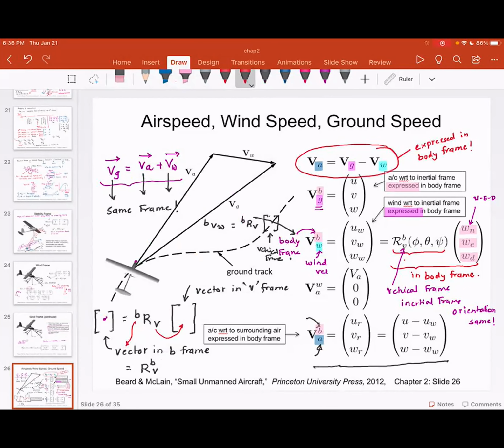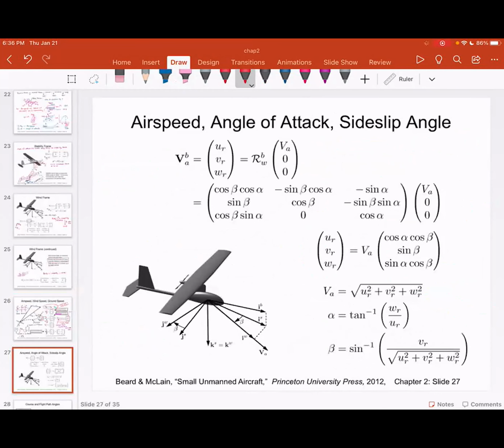Now, once this is done, moving on, you can use that vector relationship to derive the velocity of air, Va, alpha, which is the angle of attack, and beta, which is called the sideslip angle. And I just want to express this so that things are clear. Assume you have a non-zero wind velocity.